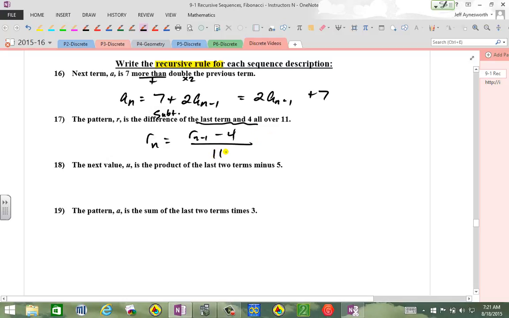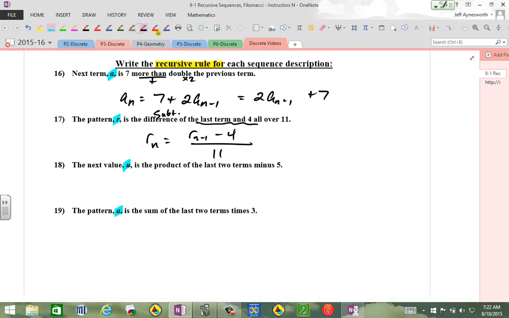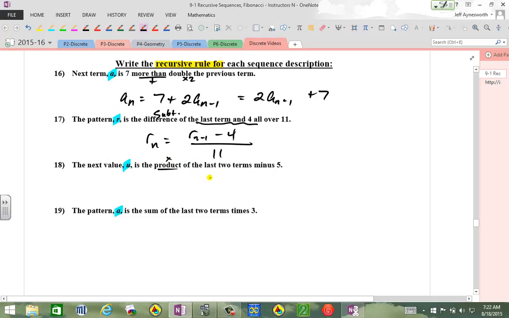Okay, next one, the next value, u. So we're just switching variables here, from a to r to u, back to a again. It is the product of the last 2 terms minus 5. Product means you've got to multiply the last 2 terms. So u sub n is equal to the one before it, u sub n minus 1, times the one before that, u sub n minus 2, and then minus 5.